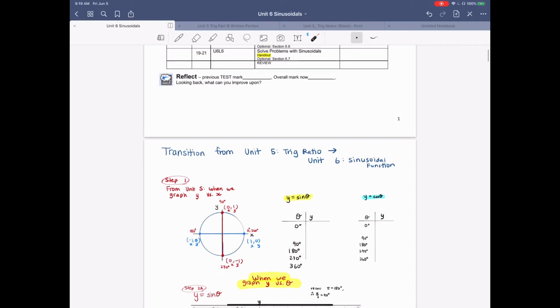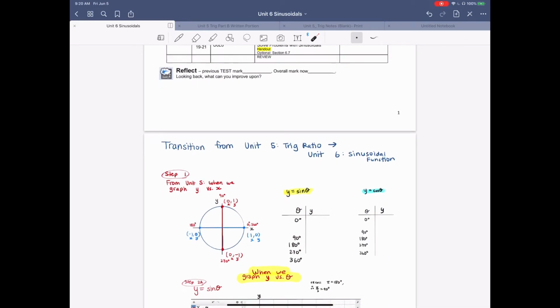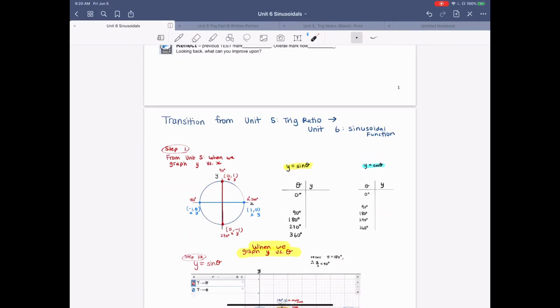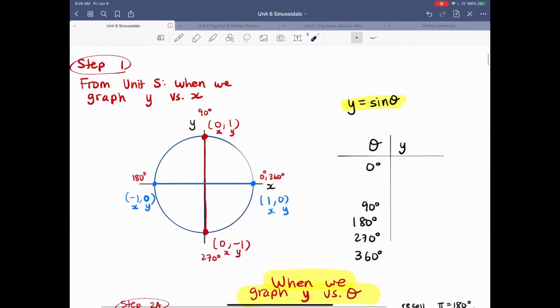So I need to transition you into Unit 6 from Unit 5. On the next 2 pages, I go over how we are going to go from trig ratio to the sinusoidal function. I start off by drawing the unit circle, which you're familiar with from the previous unit. You are using the x and y values to graph your unit circle, right? And you are basically able to get the associated degree with the respective coordinates.